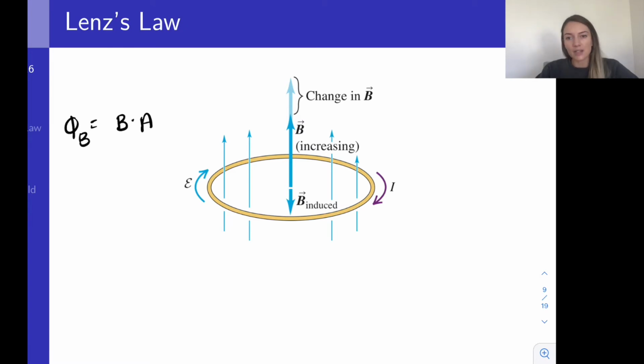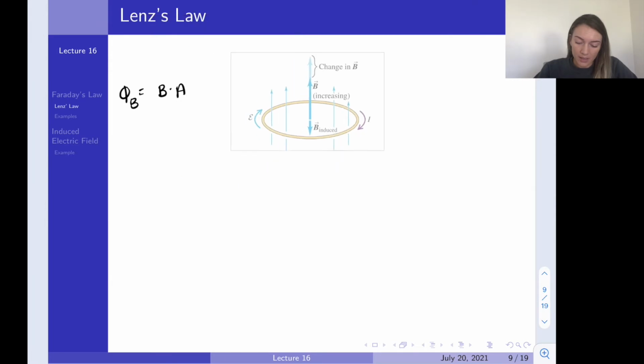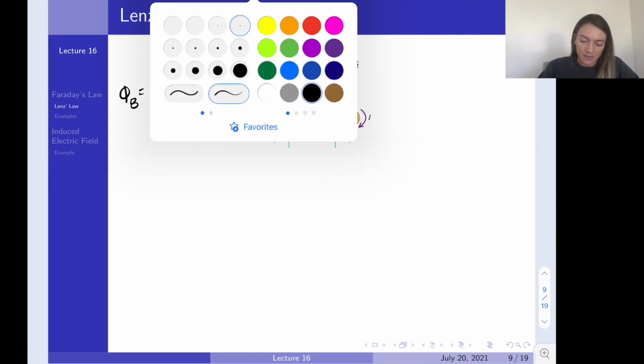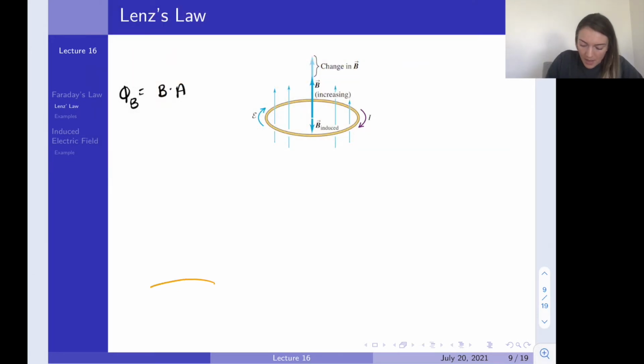So that's all the negative sign tells you. It just tells you that if your magnetic field has increased, the induced EMF will be the opposite of that. Now, another example of this is, let's say I have a wire loop here.